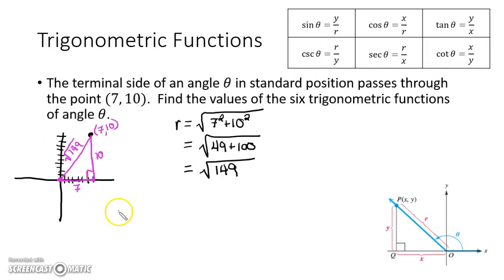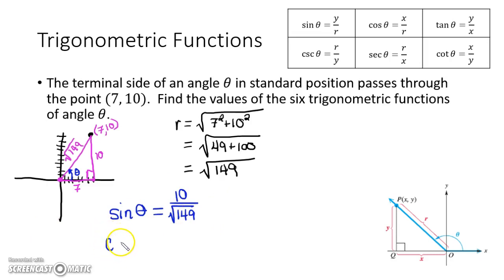Let's start with sine. Sine of the angle theta, this would be the angle theta. Okay, it's going to be equal to y, which is 10 over square root of 149. Now we could go ahead and rationalize the denominator, but to save time, you can just do that on your own.